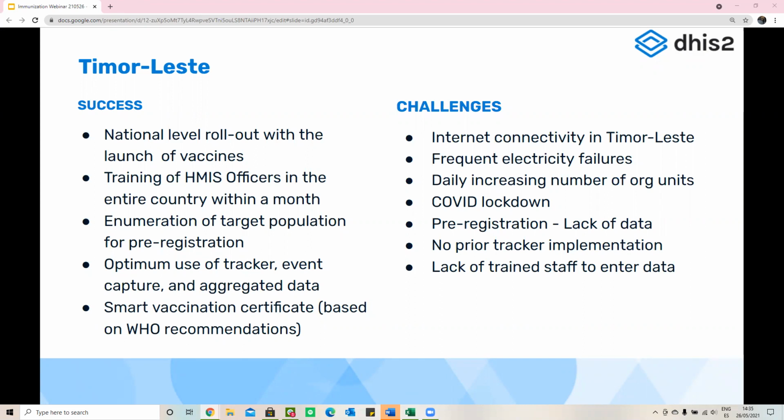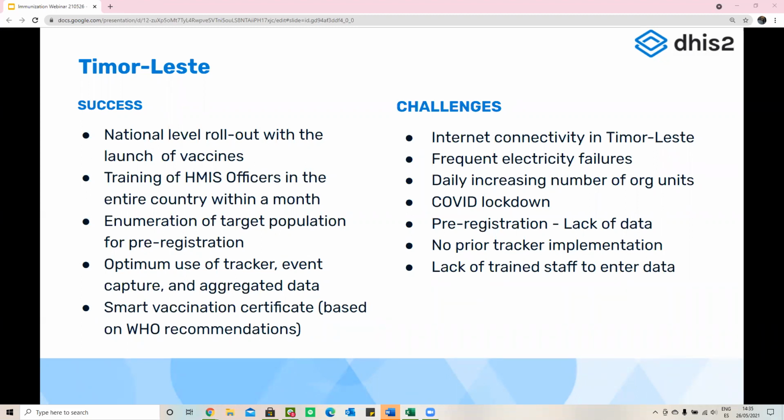So let me move on to the challenges. Lack of internet and frequent electricity failures are the main challenges we had to face. In some remote areas, no internet. In some areas, no electricity for days. So how are we going to enter data? That was the main challenge. We had some similar experience back in 2018. We used SMS, like some of our colleagues explained before us from Uganda.